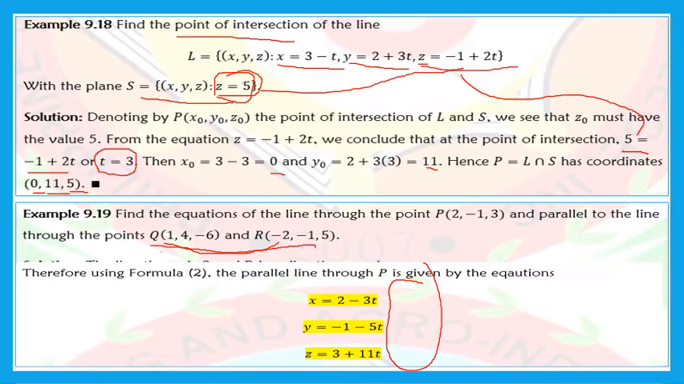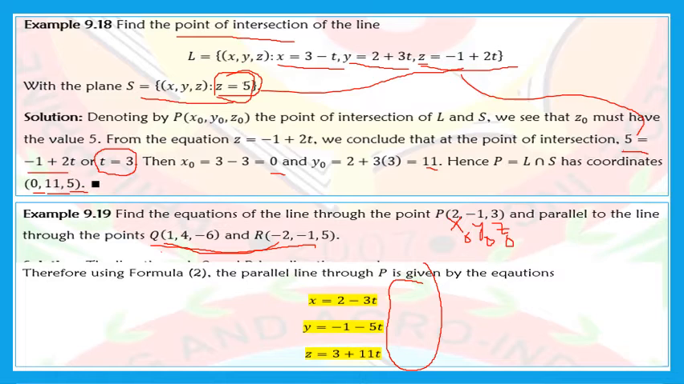So, using the formula 2, x is equal to 2. Ang x sub o natin dito is ito. Okay, this is our x sub o, si 2. Y sub o si negative 1. And then, z sub o si 3. Okay. So, x is equal to 2, that is x sub o, minus 3 times t. Si 3, galing yan kay yung direction numbers na na-solve natin sa Q and R.